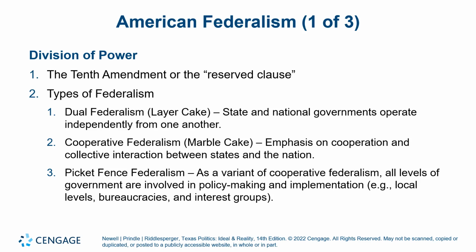This is more of a new term where it's a variant of cooperative federalism. All levels of government are involved in policy making and implementation: local levels, bureaucracies, and interest groups. So picket fence federalism is similar to cooperative federalism. It's just that it's not just the states and the federal government who are coordinating and collaborating and making these decisions. It's also other groups, right?